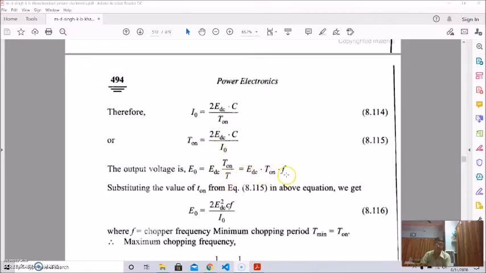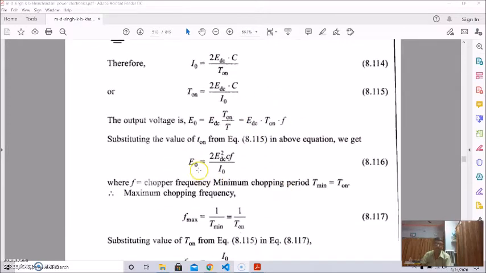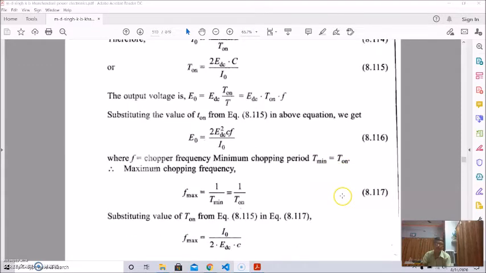So EDC into T on into F, where F is the frequency. Substituting this value of T on from this equation into this equation, we get E0, the output voltage, equal to 2 EDC squared C F by I0. Here F is the chopping frequency. The minimum chopping period T min equal to T on, and F max equal to 1 by T min, that is equal to 1 by T on.